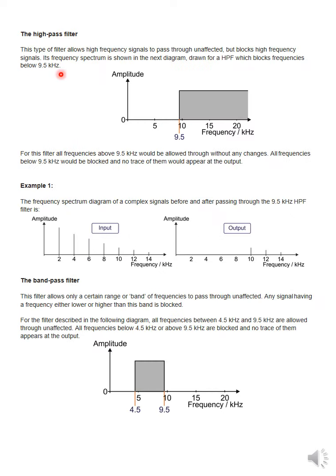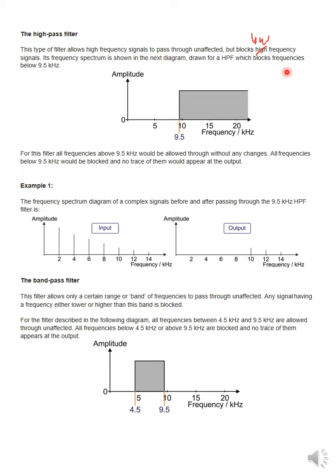Now the high pass filter. This type of filter allows high frequency signals to pass through unaffected but blocks... sorry, there is something here I need to change. When this is low, please change it in your notes also when you are doing it.